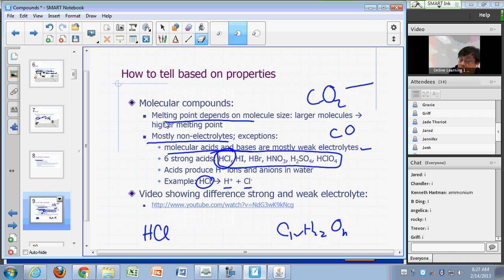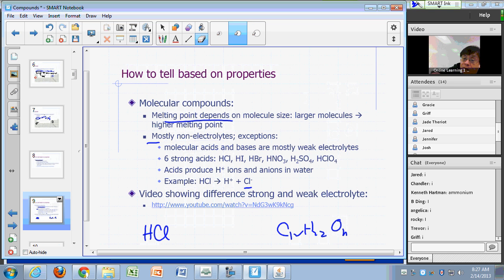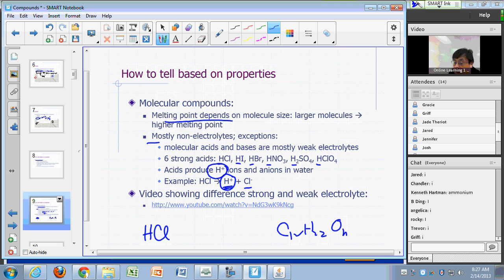One thing these acids have in common, if you look at their formulas, is that they all start with H, because they produce hydrogen ions in water. So HCl, if you put it in water, breaks up into H+. If you remove an H+ from a molecule, what's left behind has a negative charge. So chloride ion is formed if your hydrogen chloride molecule dissociates in water.